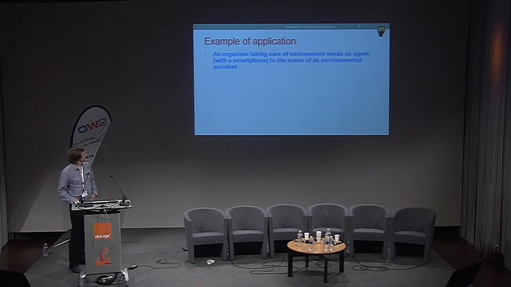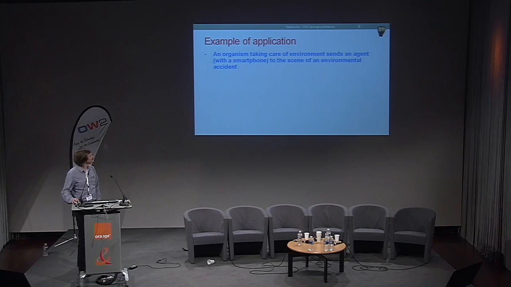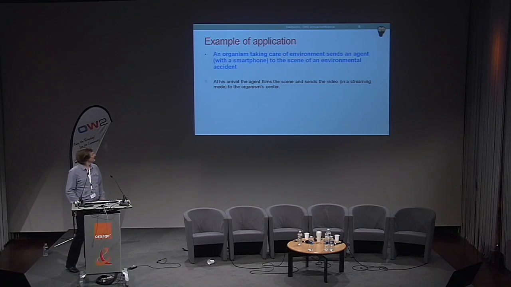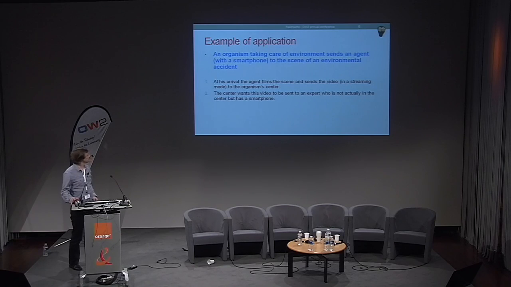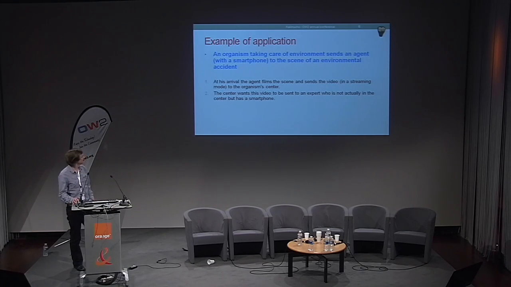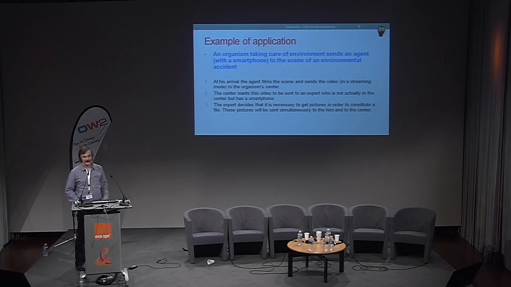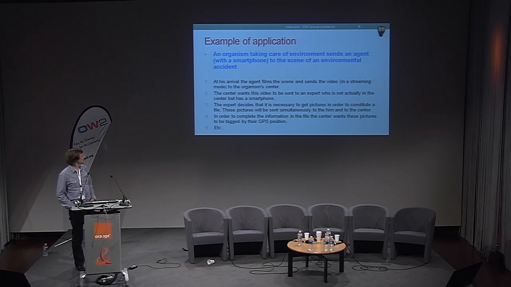I will take a little example to show what we want to do. An organism that takes care of our environment can send an agent with a smartphone, of course, on the scene of an environment accident. What we want is when it arrives on the scene, the agent can send a video in a streaming mode to the center. Then the center wants this video to be sent to an expert who is not here but is at home with his smartphone. Then the expert decides that it's important to get pictures, to make a file, to ask for money from the European community or so on. And to complete this information, the center wants to have the exact GPS position of each picture.